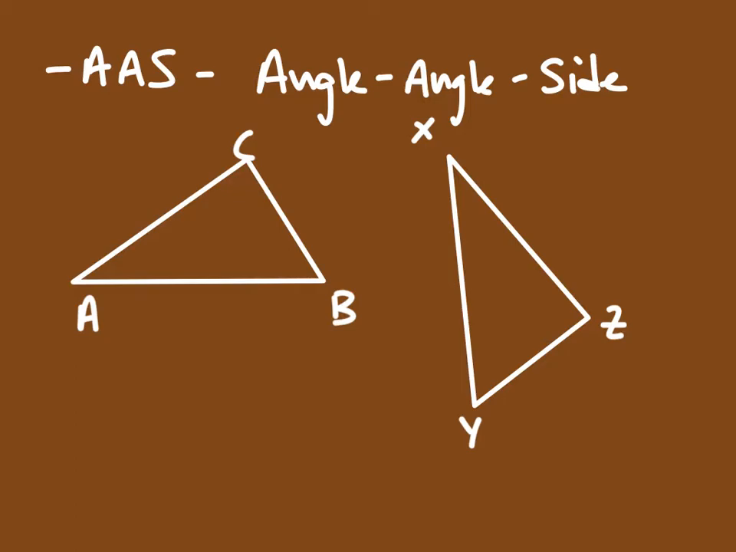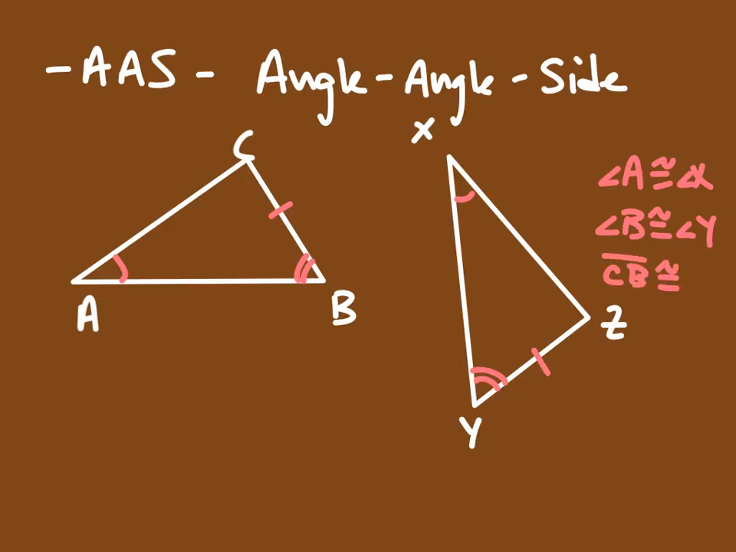So if you're given an angle, let's say that angle A is congruent to angle X. Let's say that angle B is congruent to angle Y, and that you're given that the length of CB is congruent to YZ. All right, so once you have these statements here, this is enough information to show that these triangles are congruent.